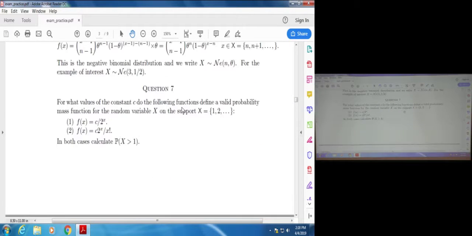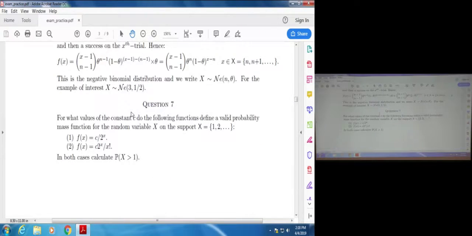The rest of the questions are actually fairly computational, and they're good practice for you to be ready. If you can do these questions, and I suspect that you can do them very easily, then you'll be really ready for at least some part of the exam.